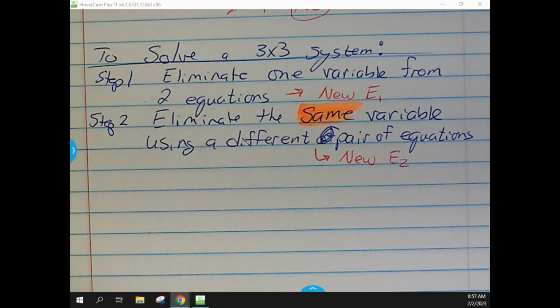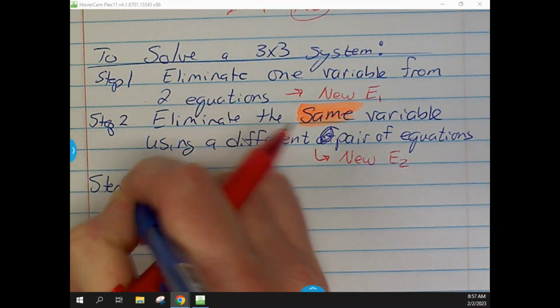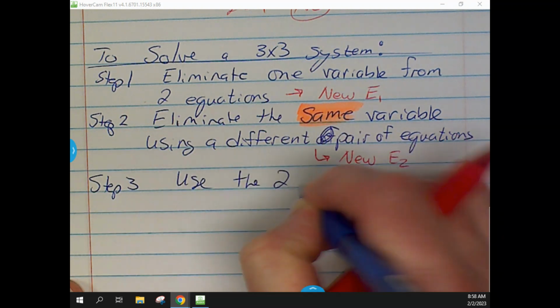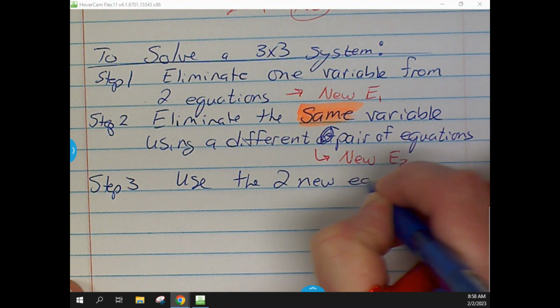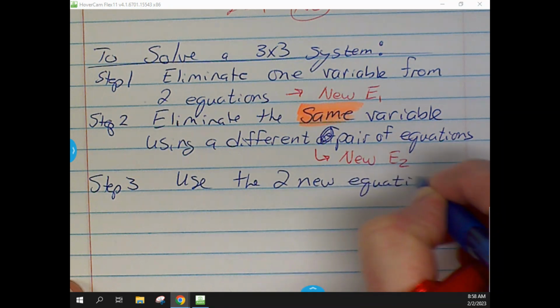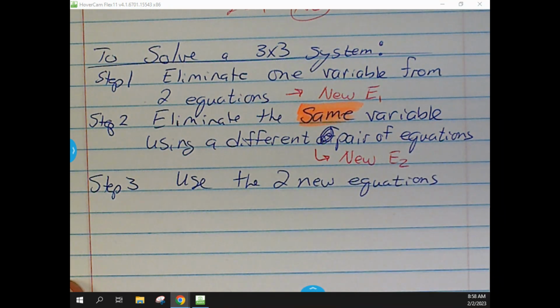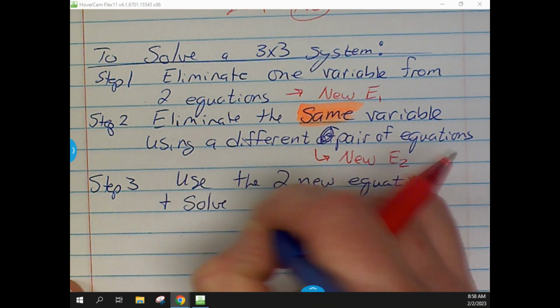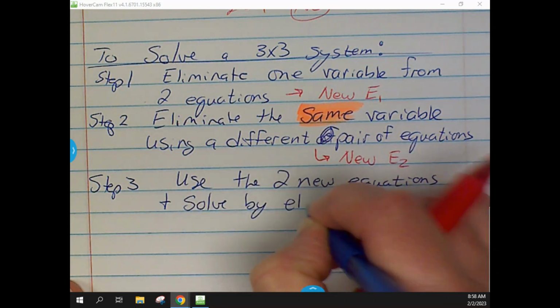Now you've got 2 equations, but instead of having 3 variables, you're down to 2 variables, and that puts us just like the work we were doing the last couple of days. If you do this one now, you're going to use the 2 new equations. And then you're going to solve by elimination or by substitution.